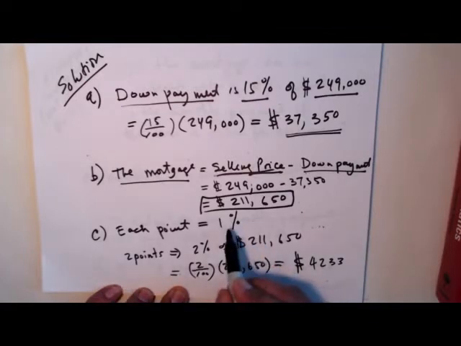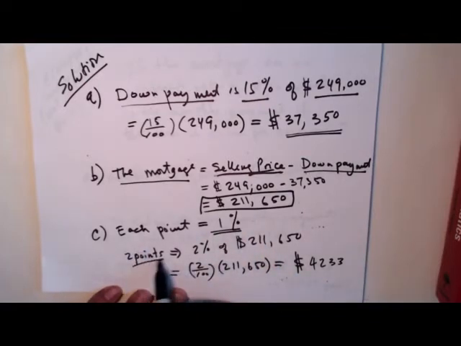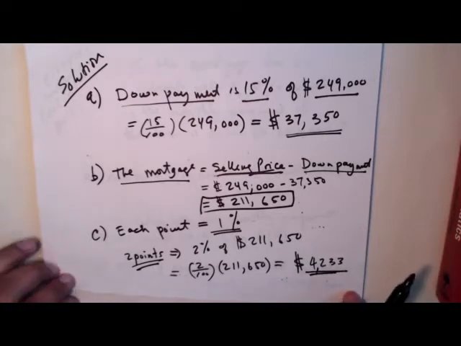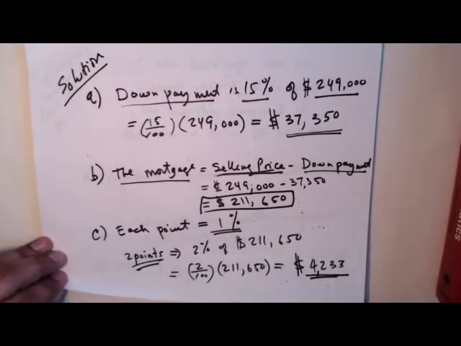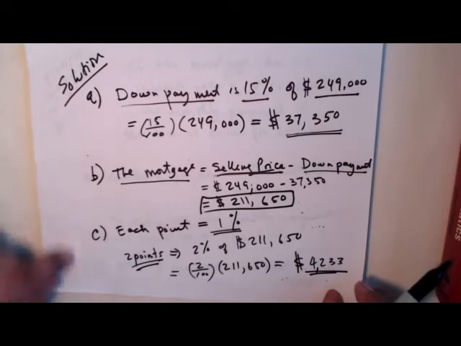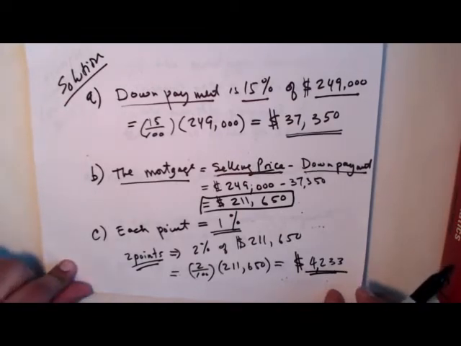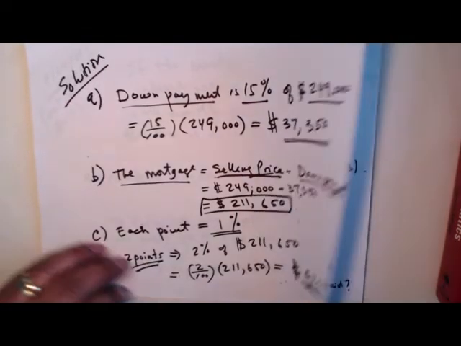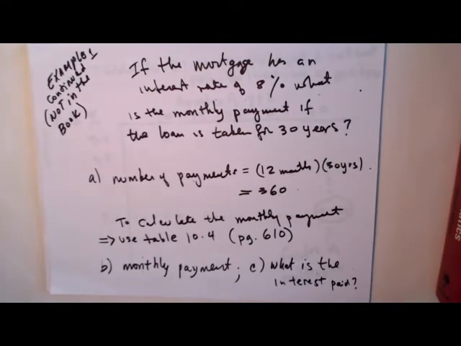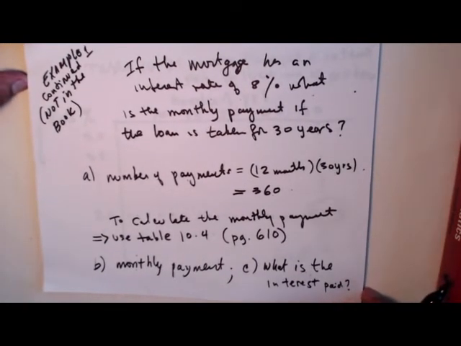Each point is equal to 1%, so they're asking for 2 points to pay to the bank. So 2% of this amount results in $4,233. So this is the way you calculate these three answers, and that's part of the example that we have there.